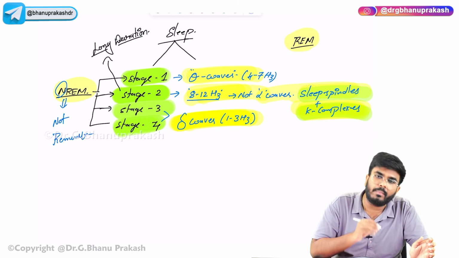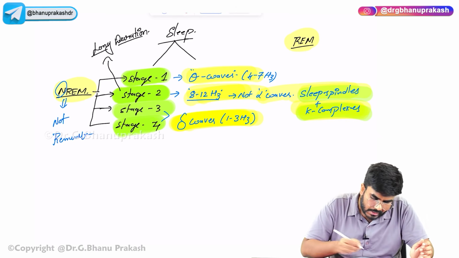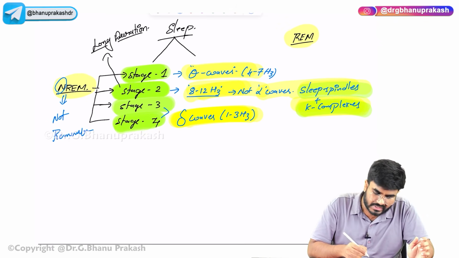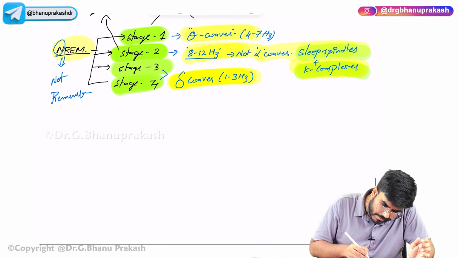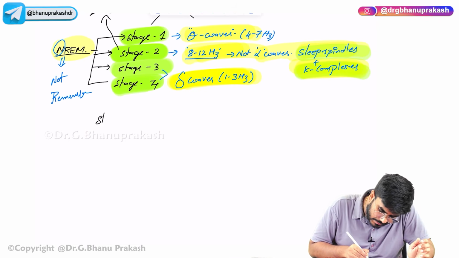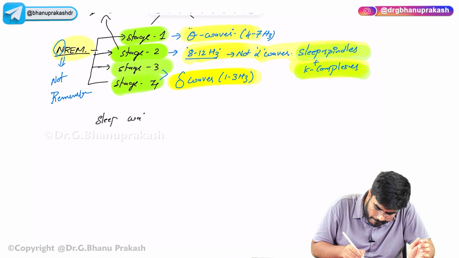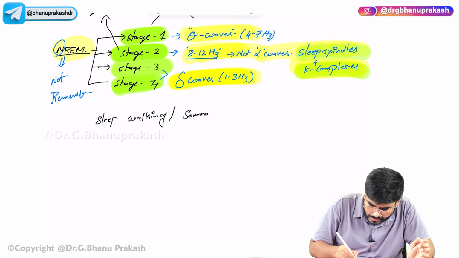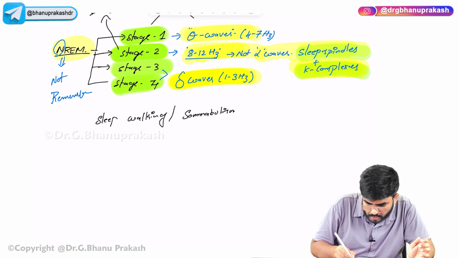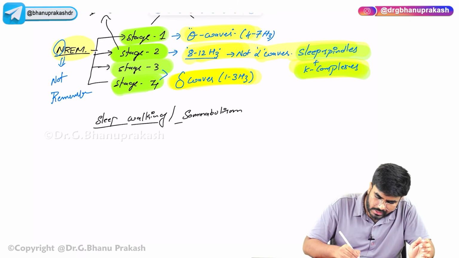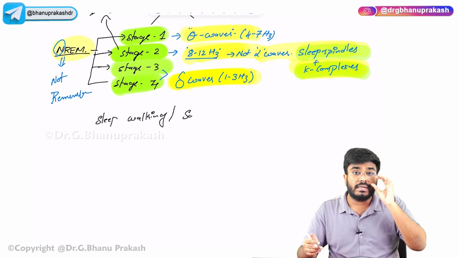Remembered like NREM, not remembered. So there are certain abnormalities of the sleep. For example, sleepwalking, also called somnambulism. In sleepwalking or somnambulism, the person is walking but he couldn't recollect what happened.